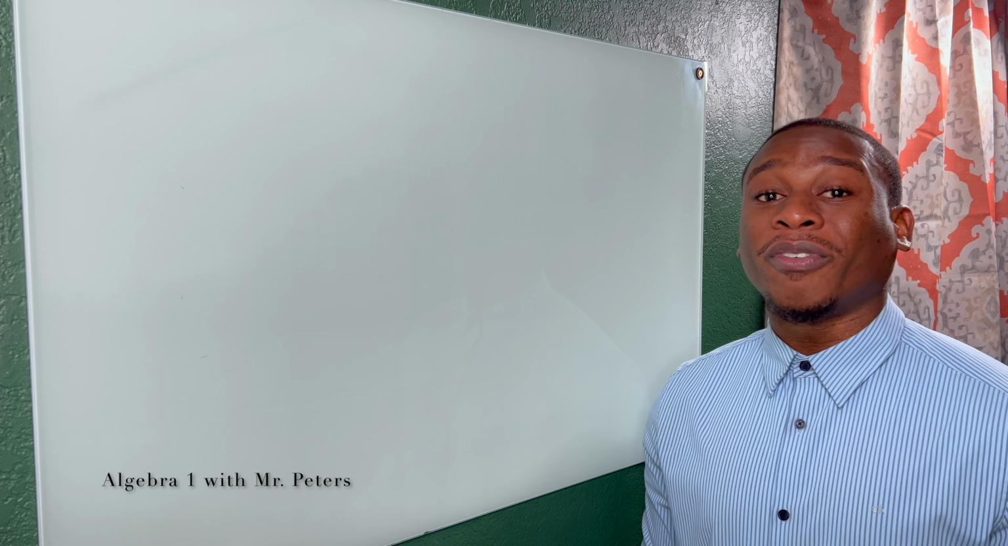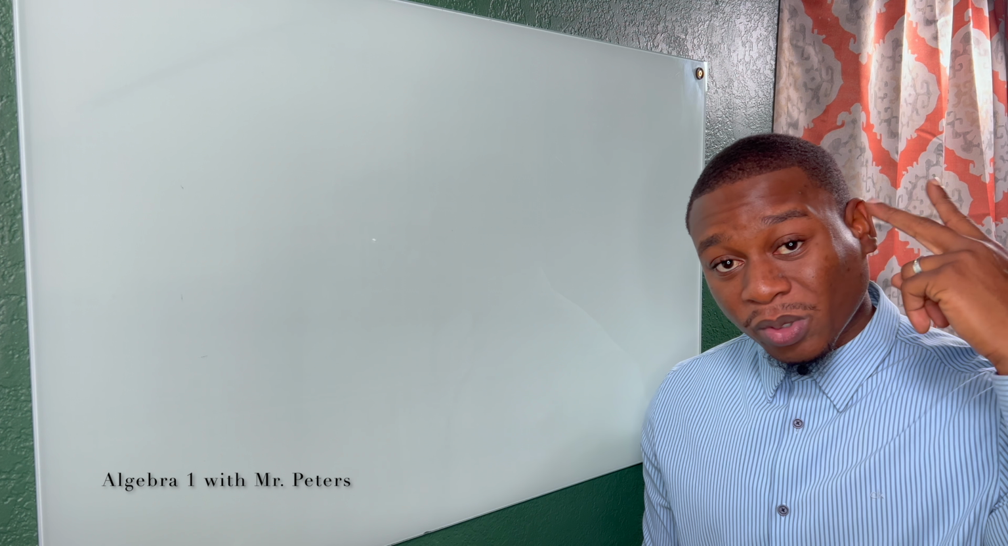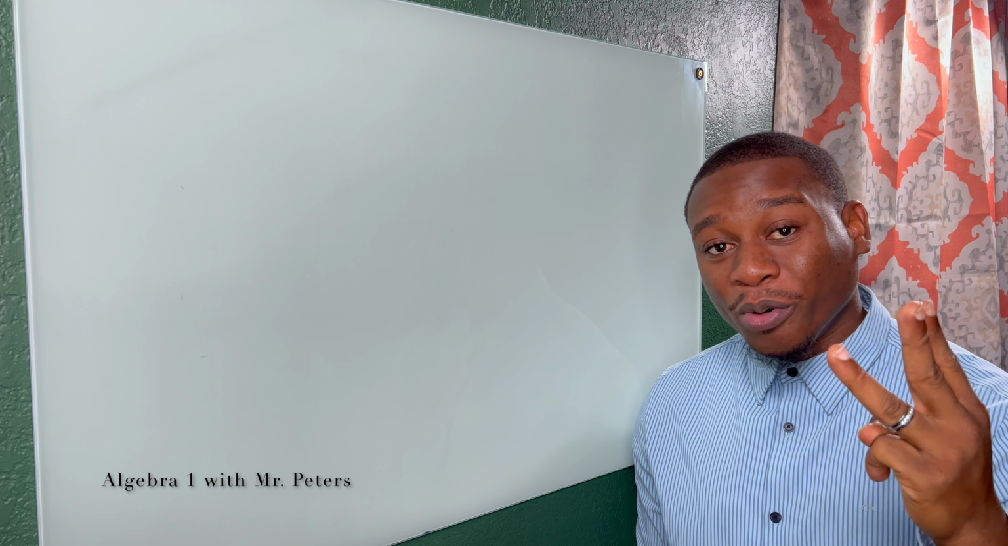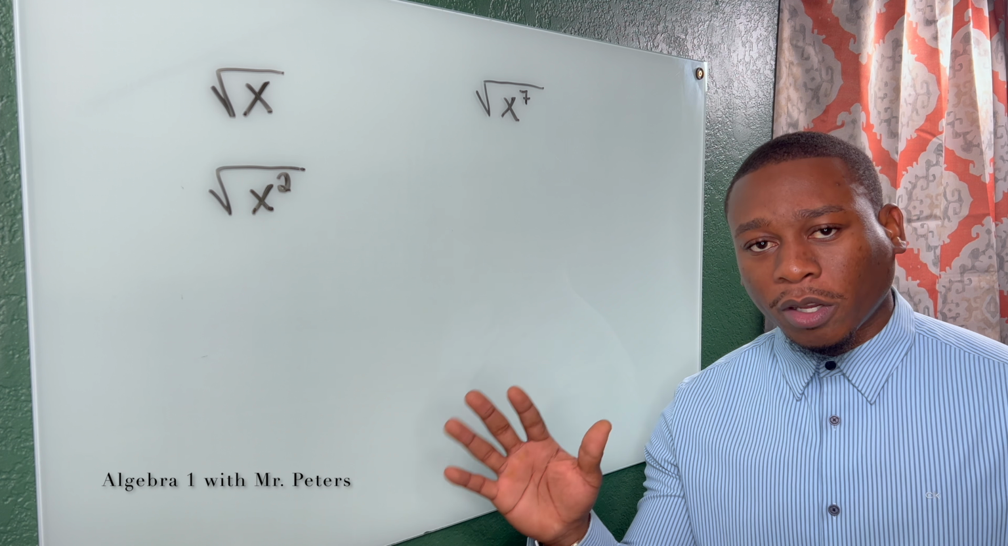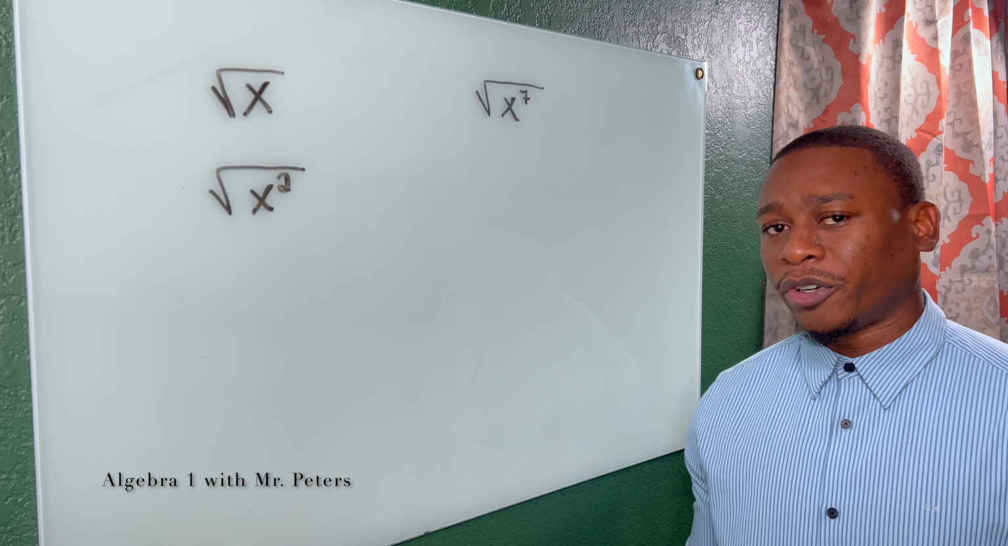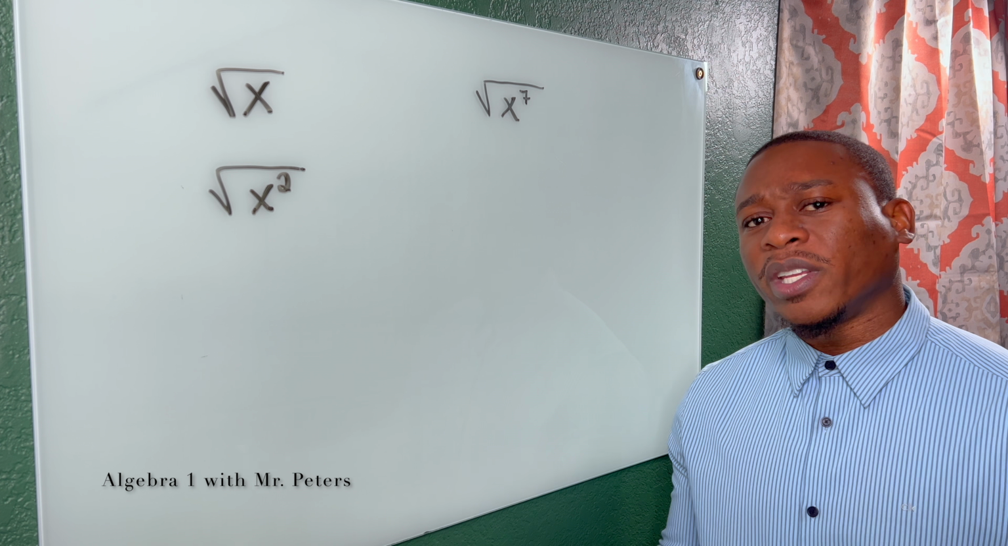Today, I have a very special three-part video on how to simplify radicals. We're going to look at simplifying radicals with variables, numbers, and both. Let's get started for today. In the first part of this video, guys, we're focusing on simplifying radicals with only variables. And there's some important things we need to know.